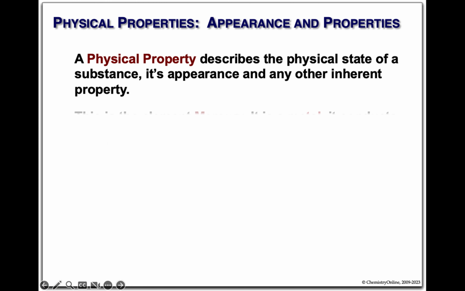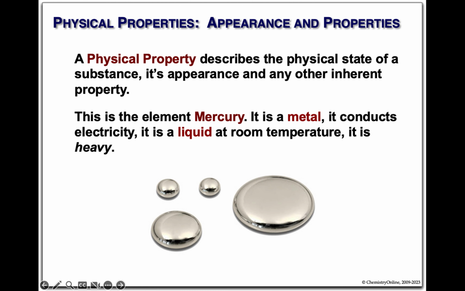Another physical property that we want to deal with is going to be density. I said physical properties are basically appearance and other physical things. This is mercury. It's a liquid at room temperature. It's a metal. Mercury used to be so fun to play with. Sadly, they won't let us play with it anymore. It turns out it has a very strong tendency to form vapor. That vapor is a neurotoxin. Makes you stupid. Okay.